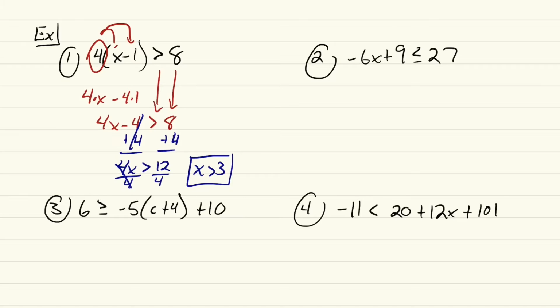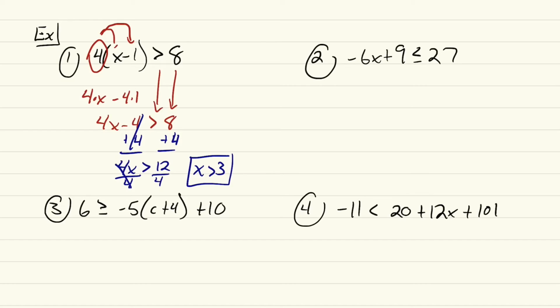Moving on to number 2, we have negative 6x plus 9 is less than or equal to 27. Step number 1 is to simplify. We don't have anything to simplify. There's no distributive property to do. There's no combining like terms on the left-hand side. 27 is the only thing on the right-hand side, so we don't have anything to deal with there. So we can go right into step number 2.